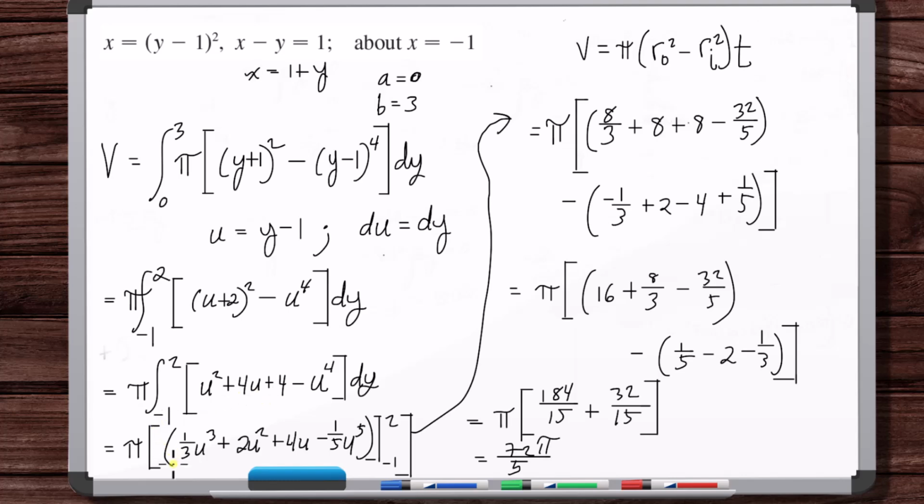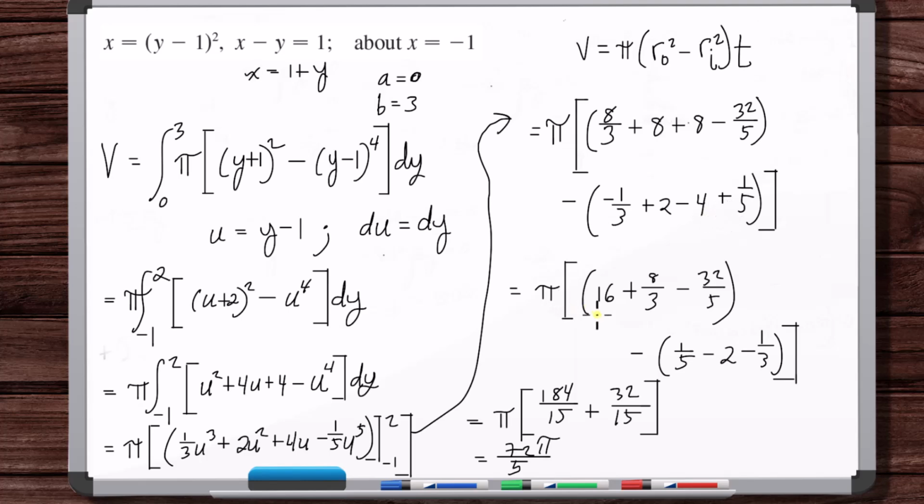Okay. 1/3 u cubed, yeah, plus 2u squared, that gives 4u. Then this derivative gives 4. Then this derivative gives u to the fourth. Okay. You plug in 2, you get 2 cubed is 8, 8/3. Plug in 2, you get another 8. Then 4 times 2 is 8. Then 32 over 5. That's right. Okay. Minus, and then plug in minus 1. So minus 1/3 plus 2 minus 4, and then it would be plus 1/5.